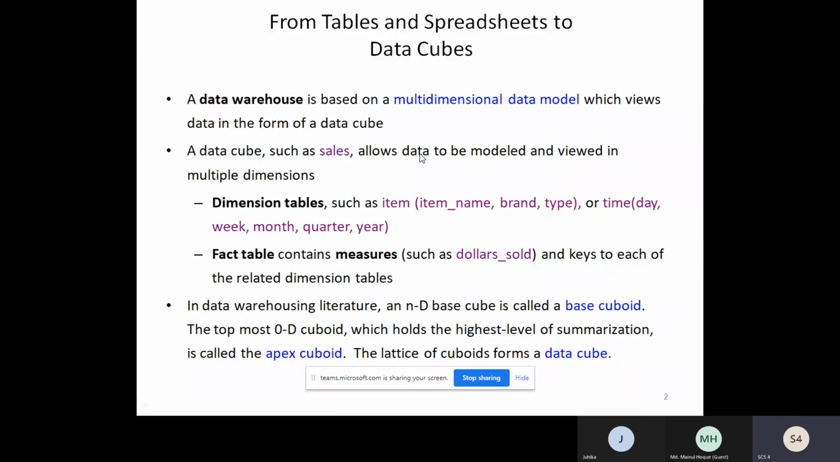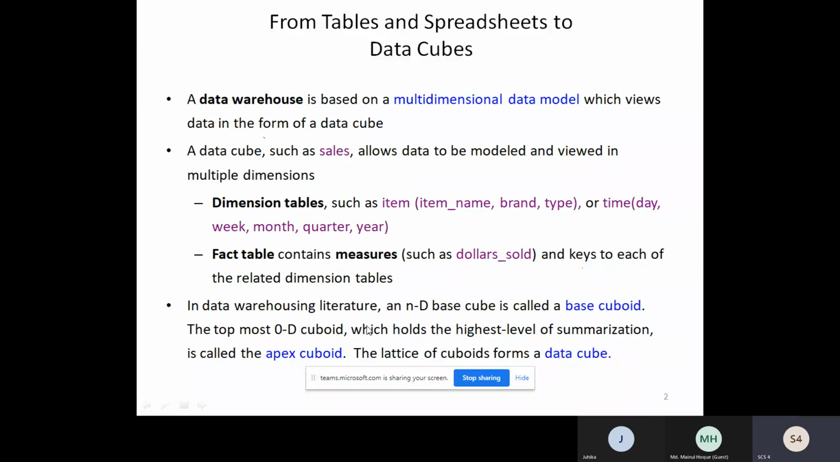So in our data warehouse, our main motive is to have a multi-dimensional view of the data. Always remember it. A data cube, such as this one, allows the data to be modeled and viewed in different dimensions. Say I'm considering sales. Then the dimension tables will be like item name, brand, type, with respect to item. Then for time we have day, week, month, quarter, year. Then the fact table contains measures such as dollars sold, and keys to each of the related dimension tables.